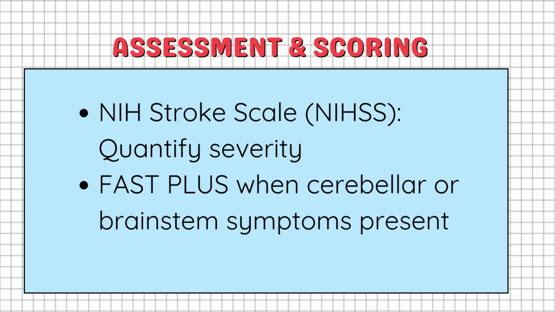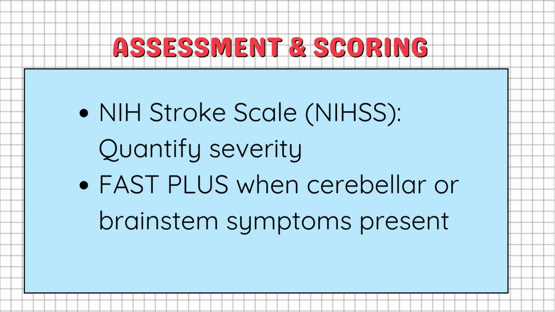Once stroke is suspected, rapid and systematic neurological assessment is critical to determine severity and guide treatment. The most widely used tool in clinical practice is the NIH Stroke Scale, or NIHSS. This 15-item scale evaluates multiple neurological functions, including level of consciousness, gaze and visual fields, facial palsy, motor strength in arms and legs, limb ataxia, sensory loss, language function, and neglect.